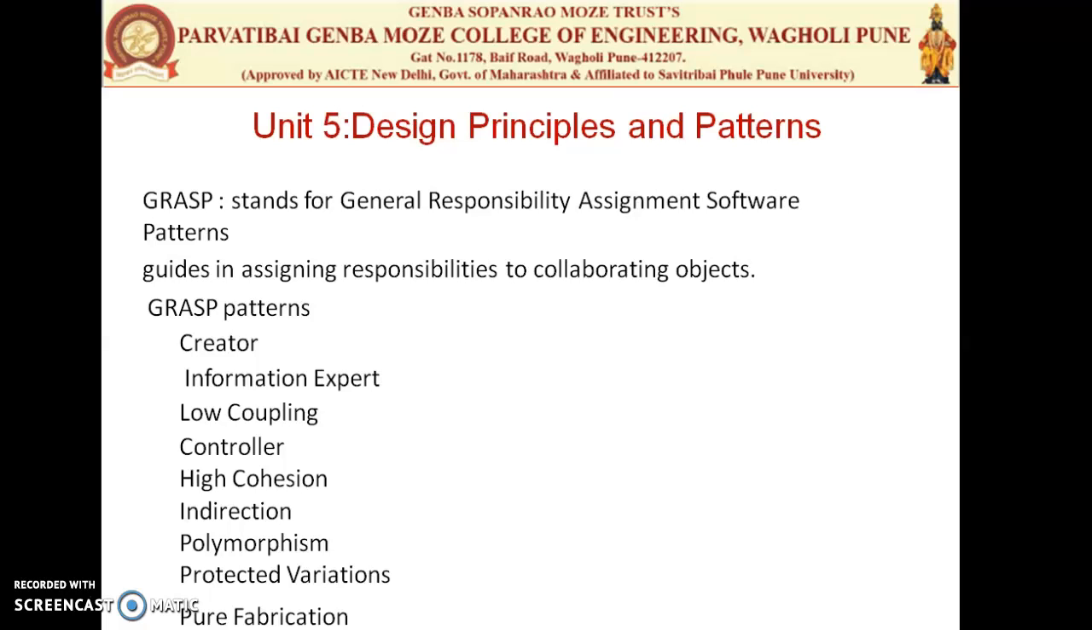First we have the introduction to the patterns. Then we have General Responsibility Assignment Software Patterns, that is GRASP. Then introduction to the same. Then creator, information expert, low coupling, controller, high cohesion, polymorphism, pure fabrication, indirection, and protected variation. So these are the commonly 9 to 10 types of GRASP, that is the General Responsibility Assignment Software Patterns.